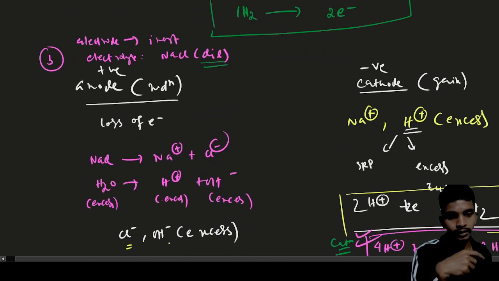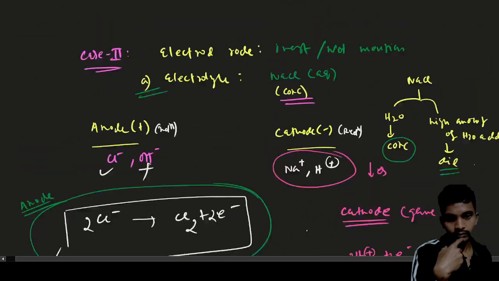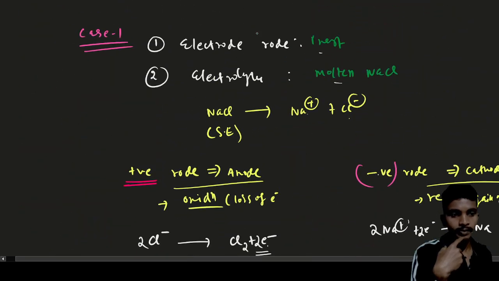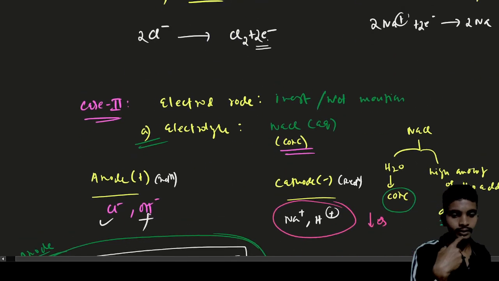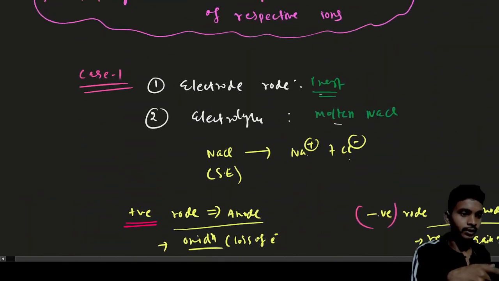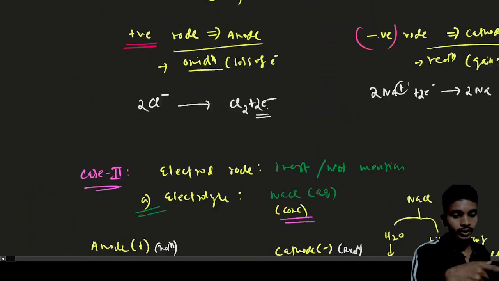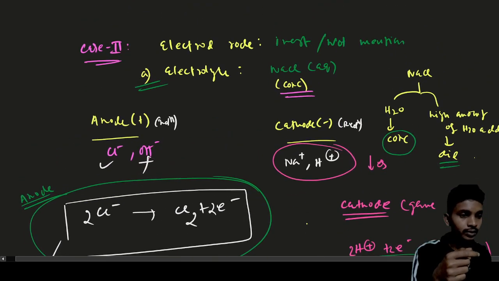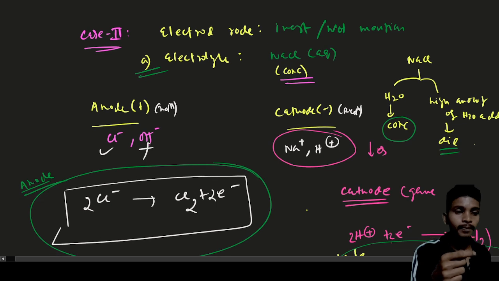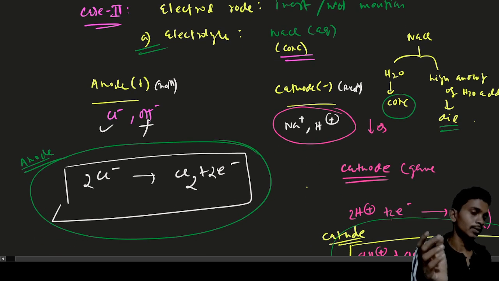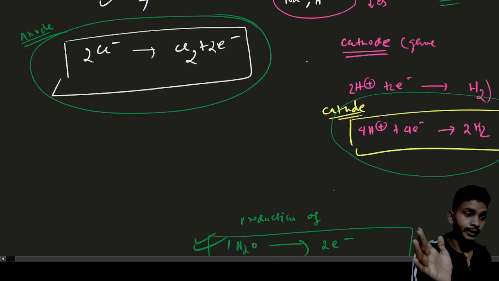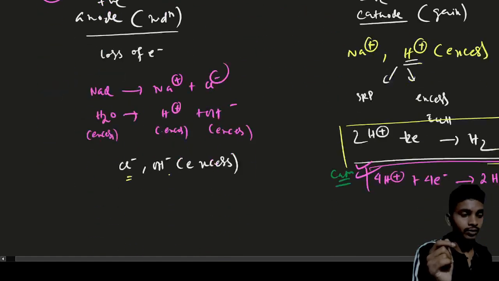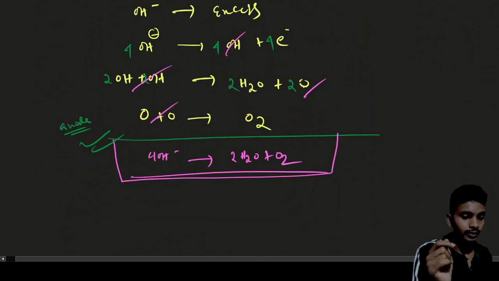So we have discussed that. In case 1 we discussed molten electrolyte, and then the aqueous case, with concentrated and dilute solutions. So this is about the electrolytes, and next we will study the electrodes. If we change the electrodes, then what happens? Okay, now case 3.